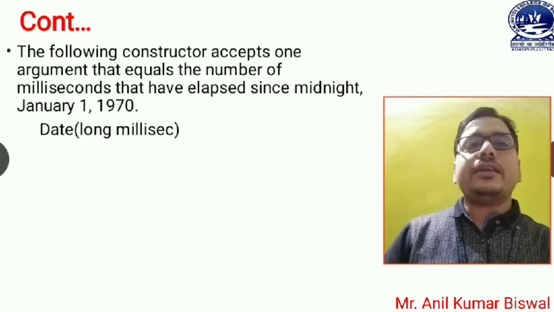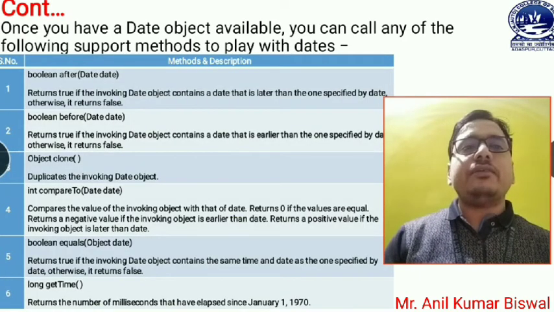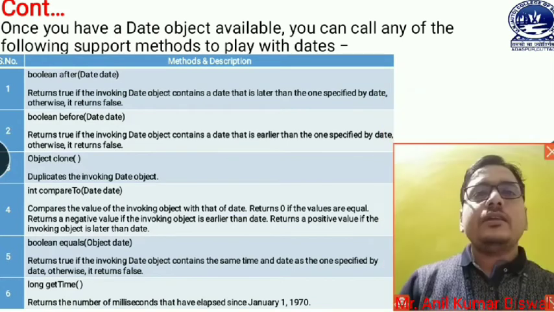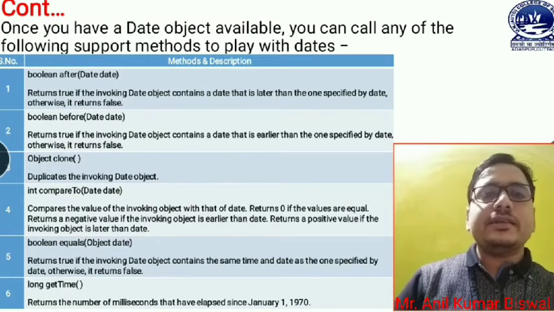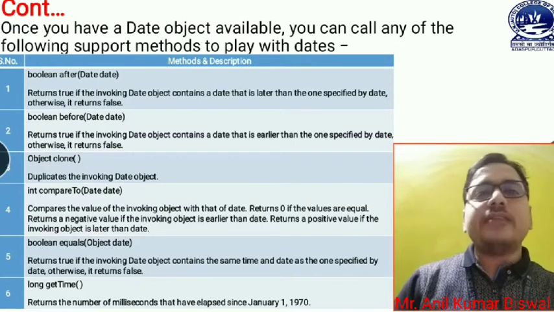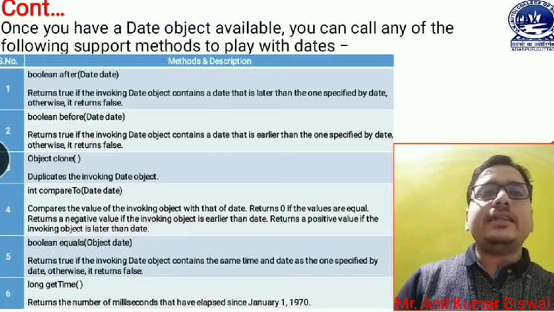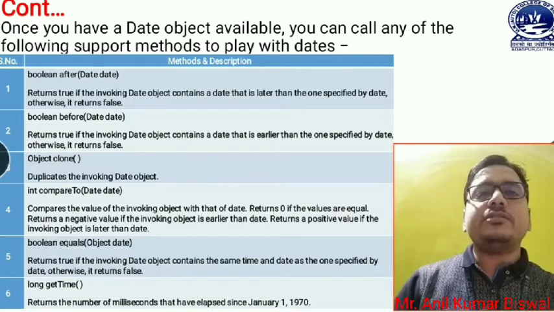Next we are learning the different techniques we use in the JSP part. Here, once you have a Date object available, you can call any of the following supported methods to play with dates. We have 6 types of methods, displayed in this slide. The first method is boolean after. Boolean is the return type, and the method is named after. In that after method we have a parameter, a Date object, and Date is a predefined class whose first character should be capital.